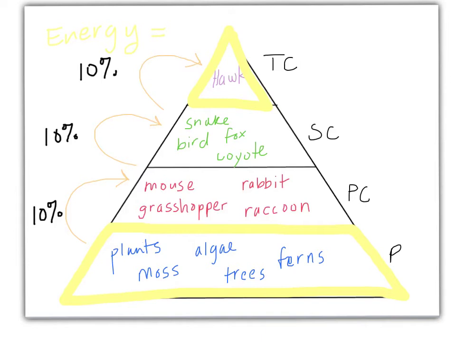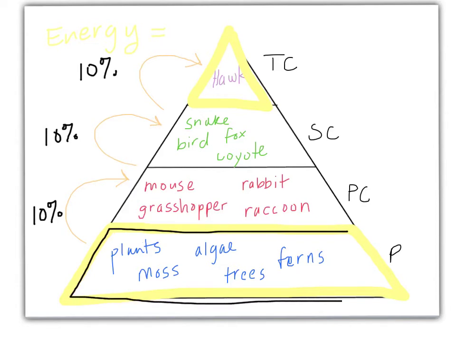This bottom level that I outlined already in yellow has a special name when it comes to energy, and that name is autotroph. Auto meaning self, troph meaning feeding. So the plants can feed themselves with the sun's energy, so they are autotrophs.